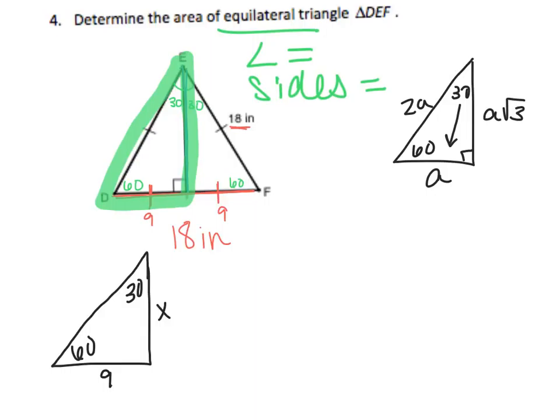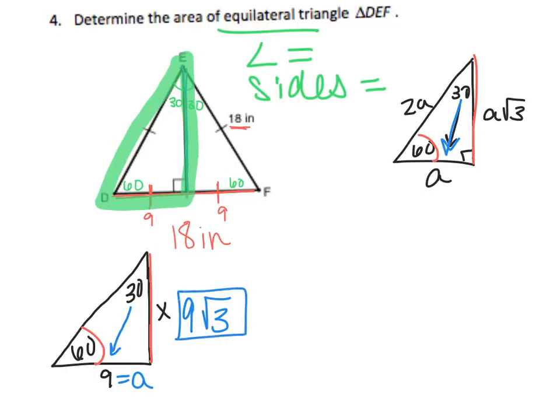So it looks like here, since the 60 is down here and 60 down here, I'm trying to find that a root 3 side. Well, what side do I know? Looks like I know the side across from the 30, that's the a side. So 9 equals a, and if I'm trying to find the a root 3 side, just substitute 9 in for a. So this side equals 9 root 3.